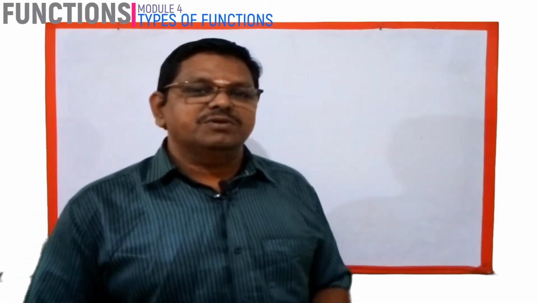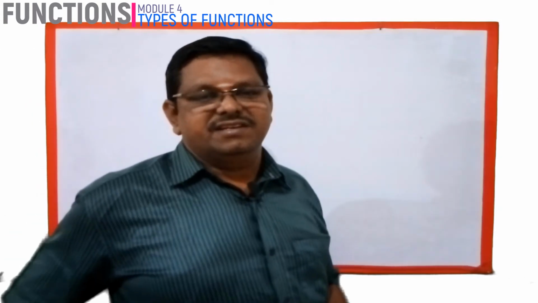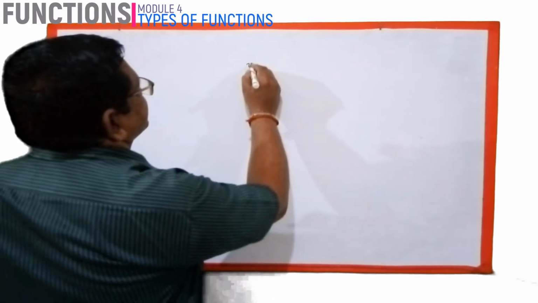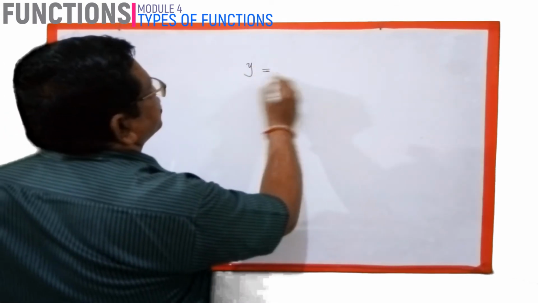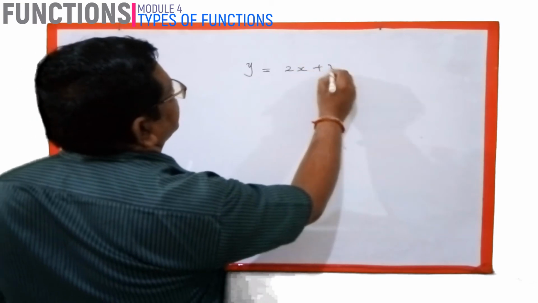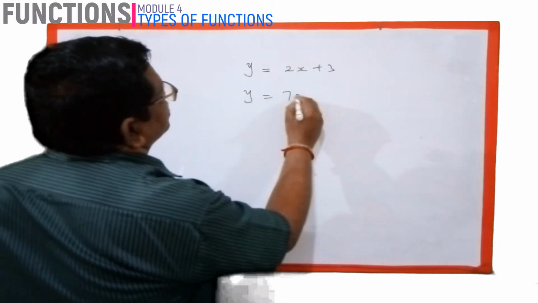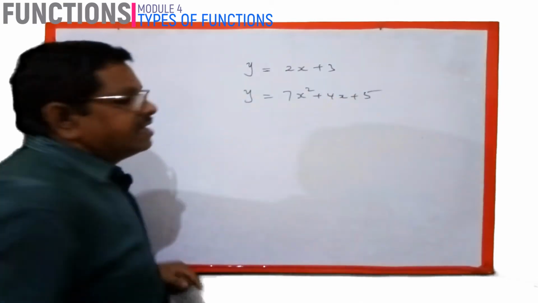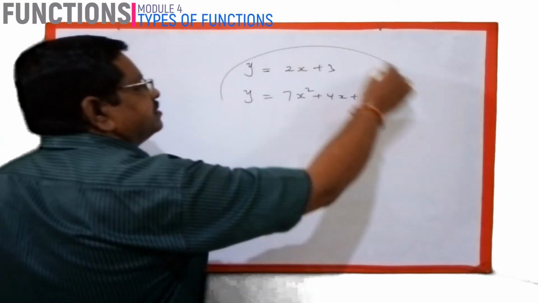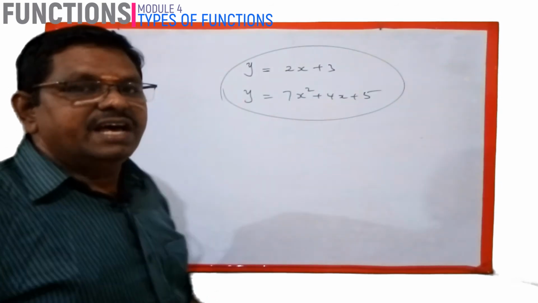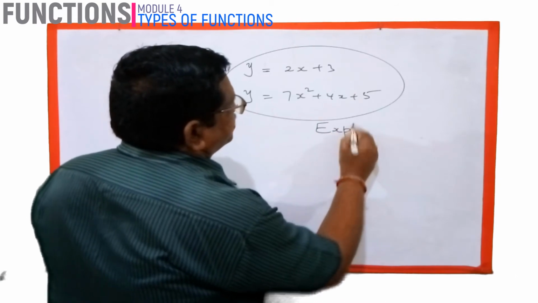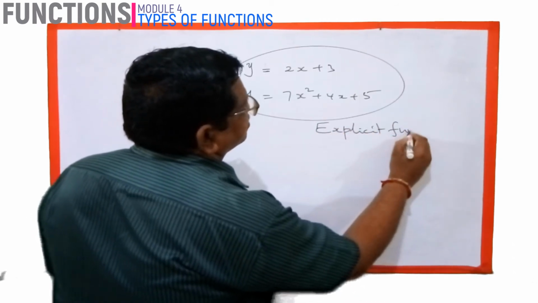Now let us discuss two other different types of functions. They are implicit functions and explicit functions. In general, we will be seeing such equations: y is equal to 2x plus 3 or y is equal to 7x square plus 4x plus 5. Such types of functions are called explicit functions.